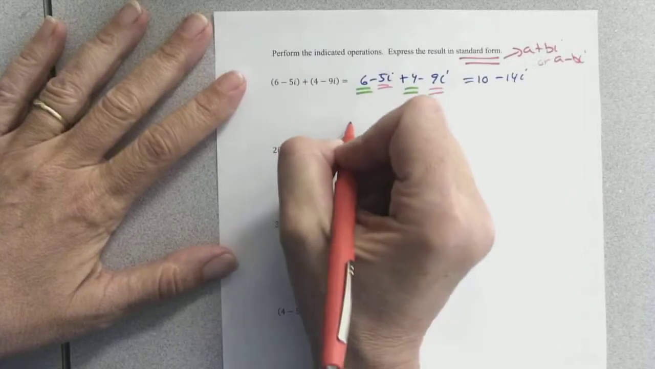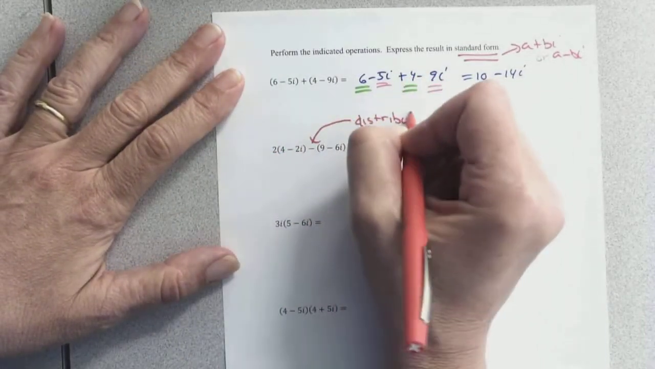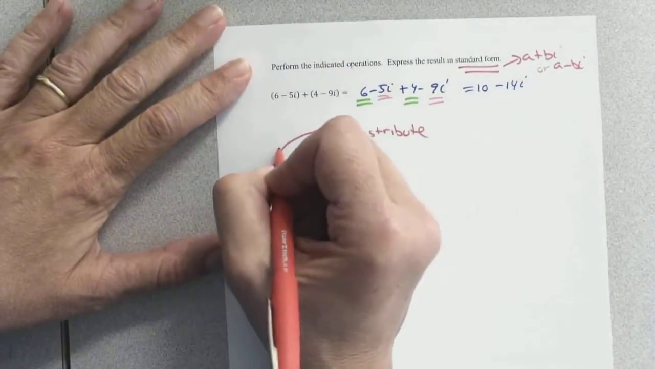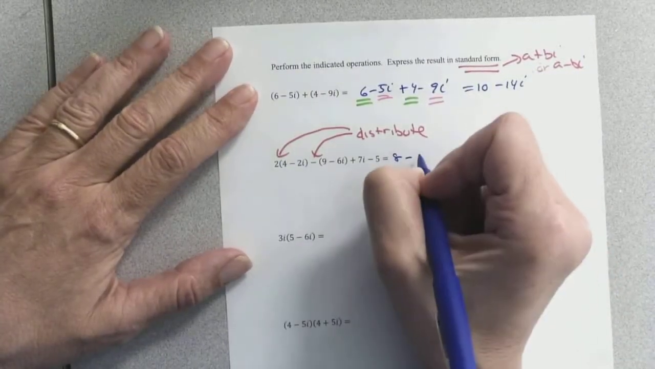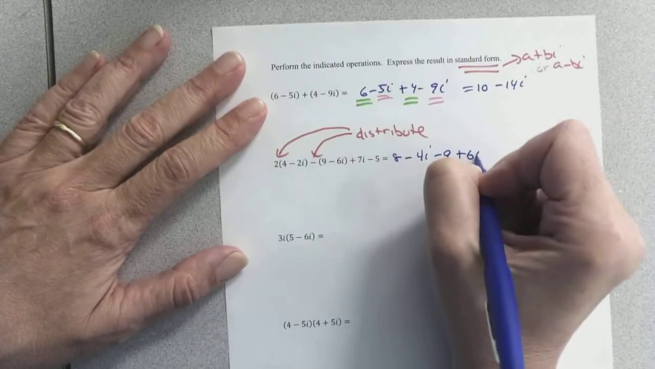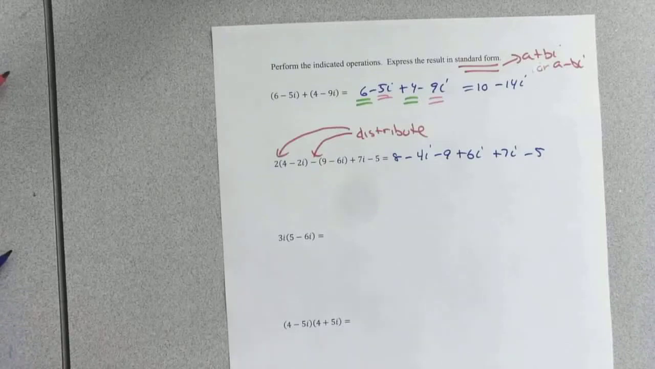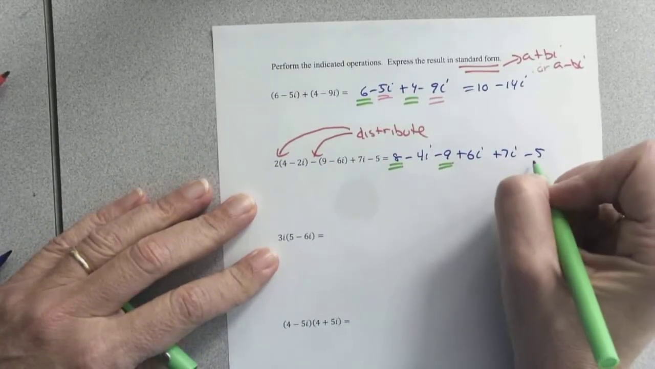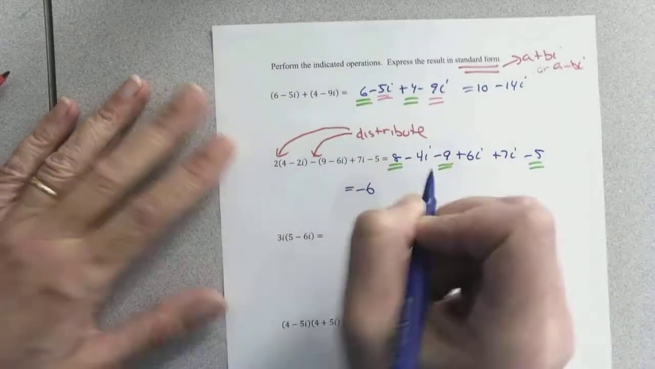But working normally would mean that the first thing I'm going to do there is distribute that minus sign and distribute that 2. So we're going to come up with 8 minus 4i minus 9 plus 6i plus 7i. And now we combine our like terms. 8 minus 9 minus 5 will give me negative 6.